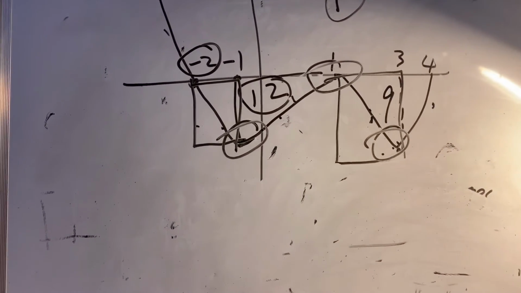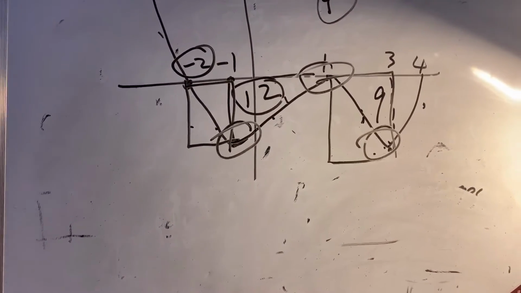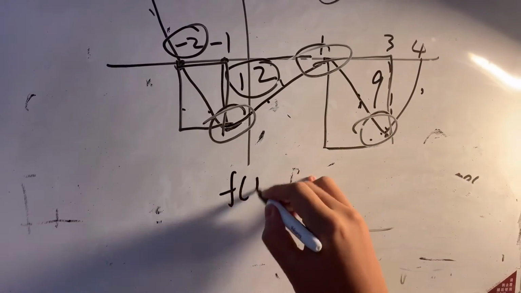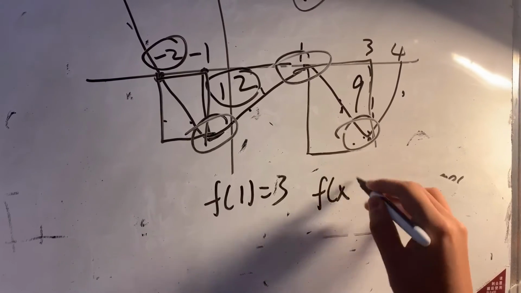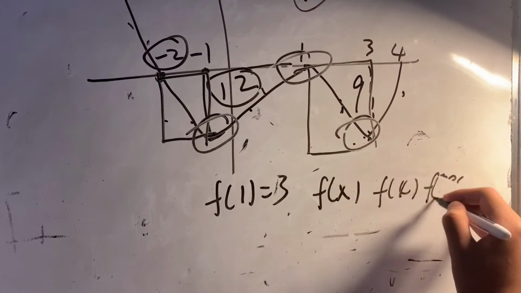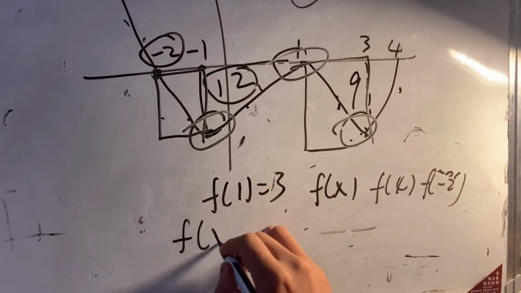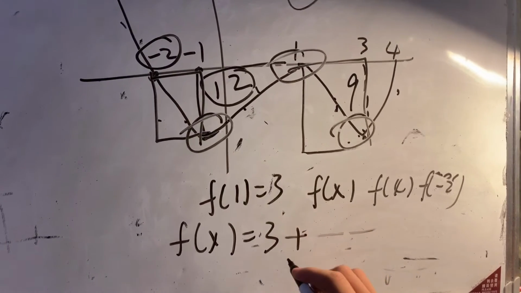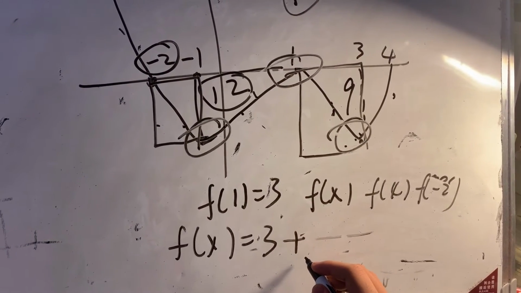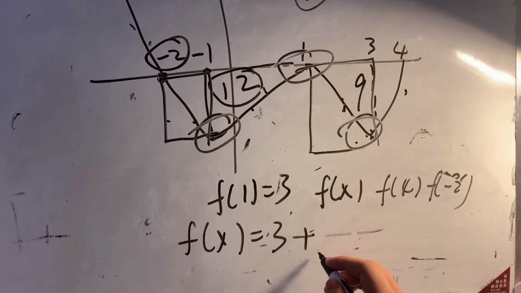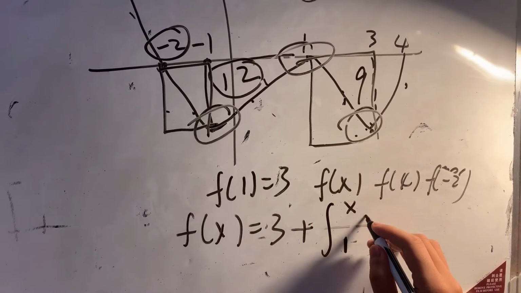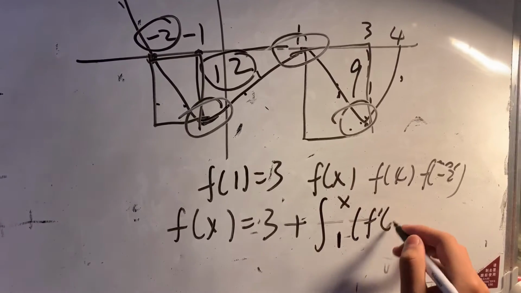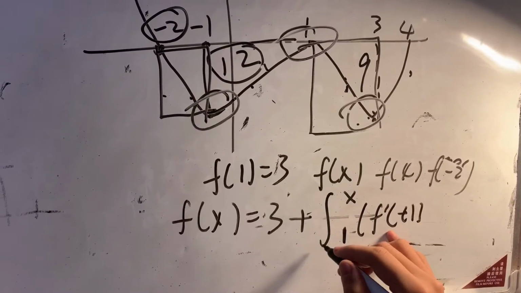Now let's look at the final problem. Given that f(1) is equal to 3, write an equation for f(x) and find f(4) and f(-2). So f(x) is equal to 3 plus this integral. Why? Because of this.